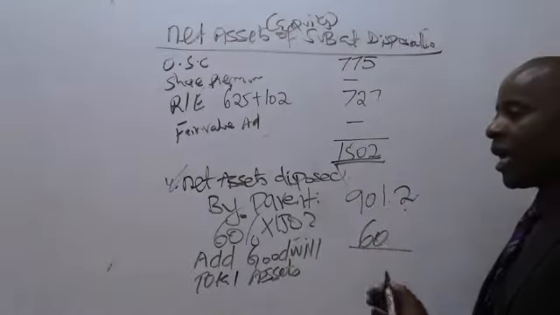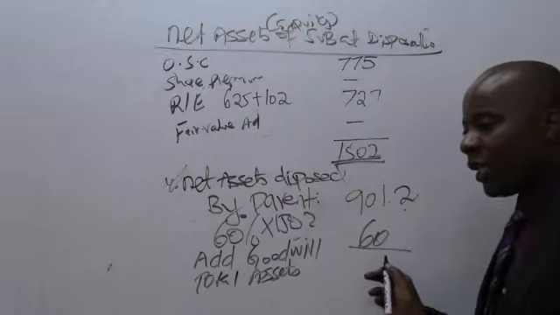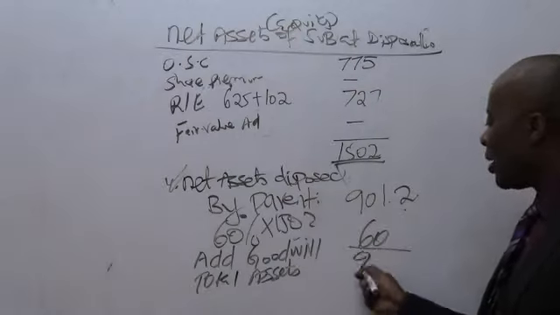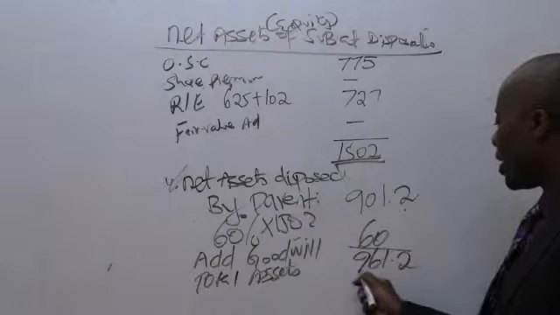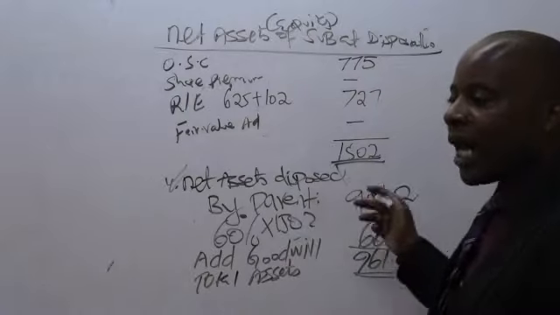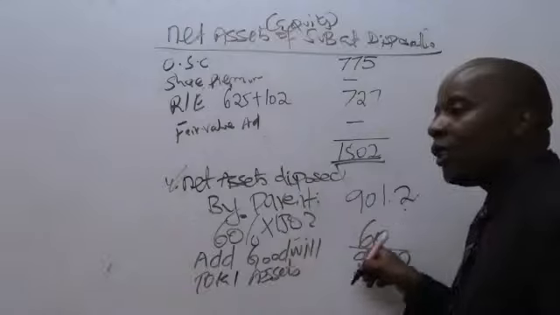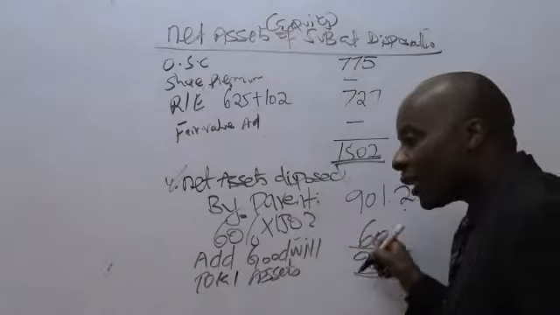Please give me a figure. 901.2 plus 60 will give me what figure? 961.2. So this is the amount that the parent company had injected into this particular subsidiary. This is the worth.